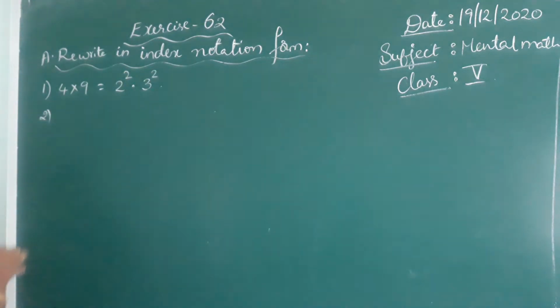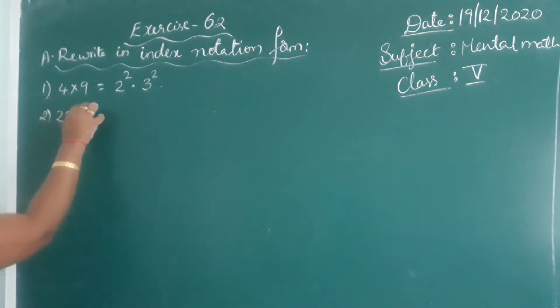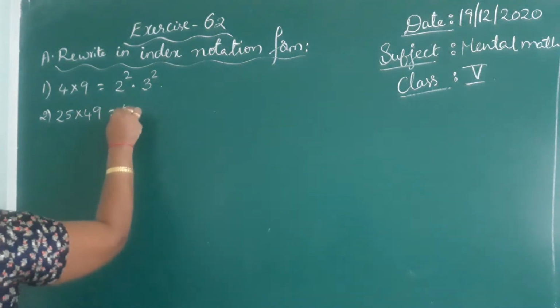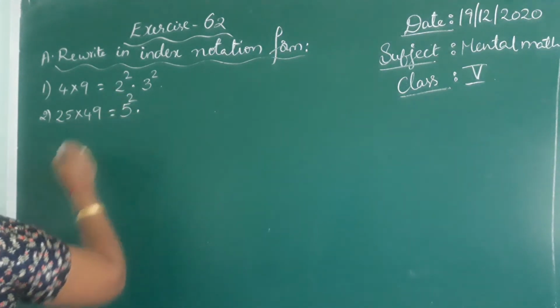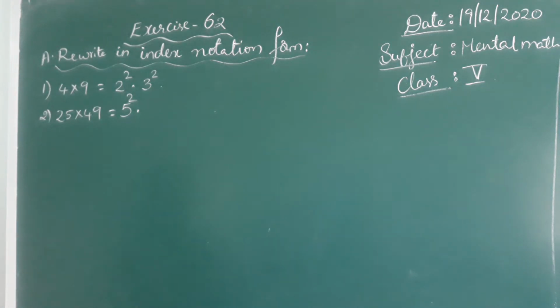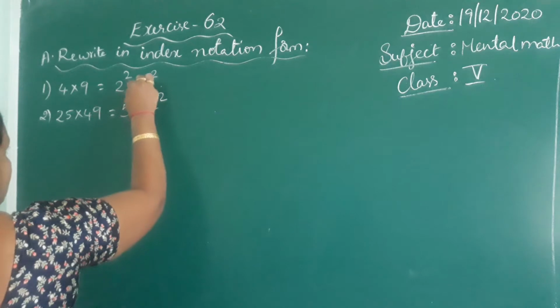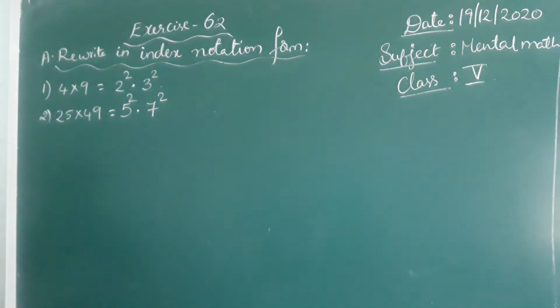See the second one. 25 into 49. 25 can be written as 5 into 5. It means we can write it as 5 square. And 49 can be written as, if you observe in the 7 table, 7 sevens 49. So 7 square. You have to indicate with the dot. A dot means multiplication. Okay. See the third one.